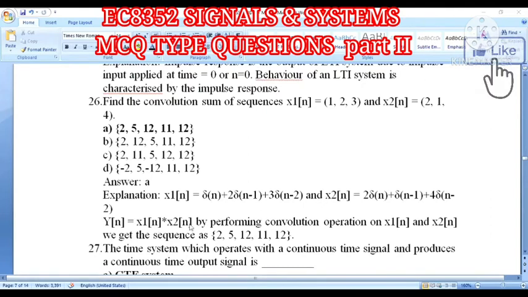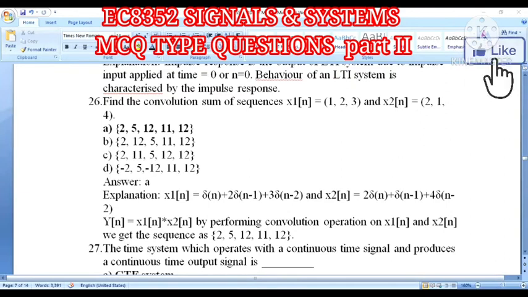Now the convolution operation is x1 of n star x2 of n. So it is performed by the convolution of x1 of n and x2 of n. Your sequence will be here. What do you get by the multiplication operation? So 1 into 2, 2. Next 5. Then 12. Then 11. Then 12. Because the length of each is 3, so 3 plus 3.